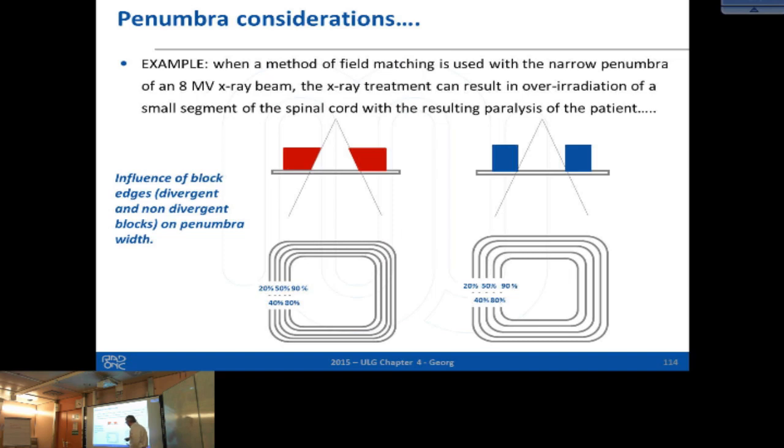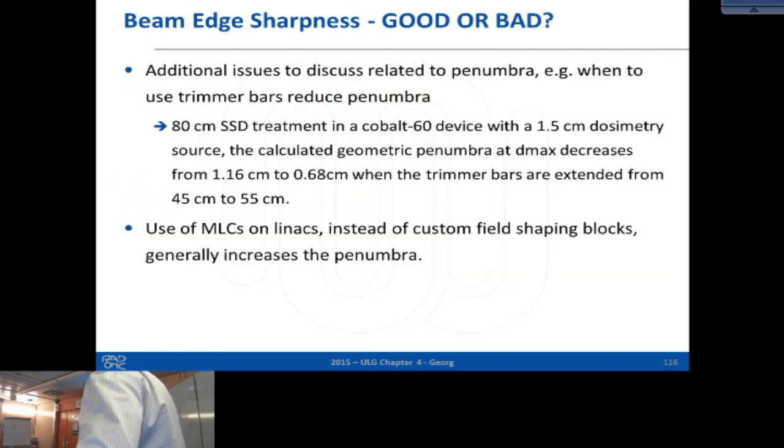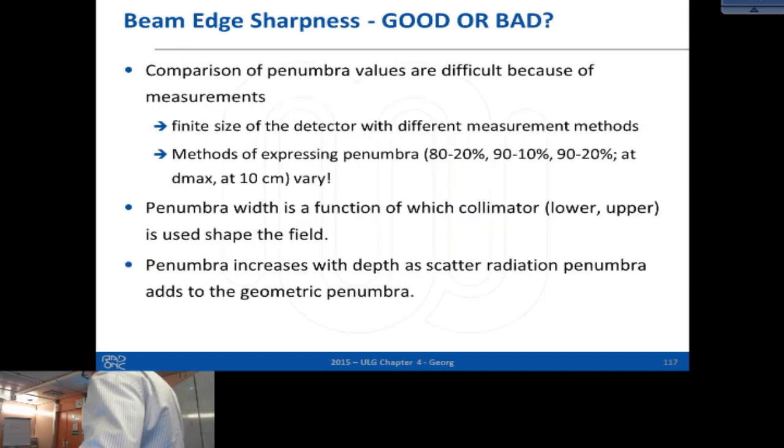And there are some differences that you see here in these isodose lines, whether you have a divergent or a non-divergent block. This is a comparison that you can't forget about: a thin edge shaft, whether it's good or bad. I mentioned that already in terms of target definition.